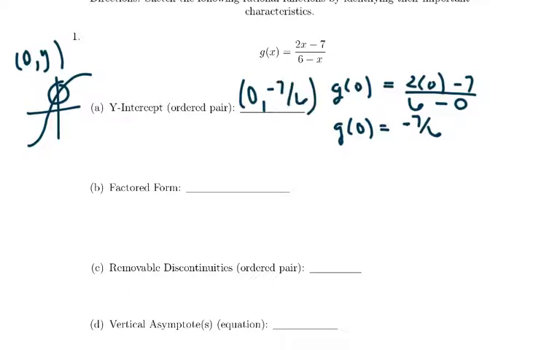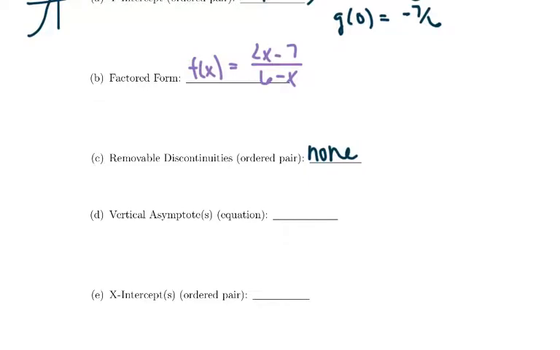Okay. For factored form, it's already in factored form because there's no GCF that can be pulled out, and there's no quadratics or anything. It's just a linear over a linear. So 2x minus 7 over 6 minus x. Okay. Now, in its factored form, nothing cancels out. There's no removable discontinuities. NA, you could say none. Both of those mean the same thing. There's not a hole in the graph. We don't have to find that ordered pair for it.